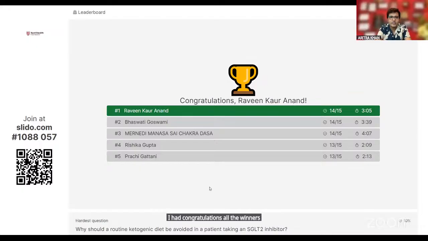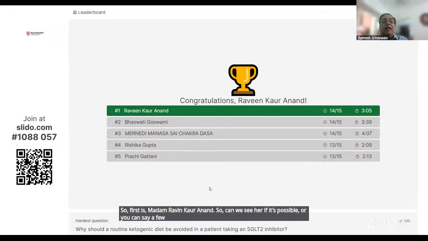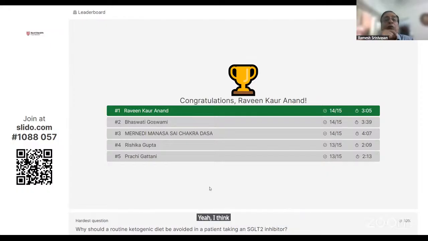So first is Madam Ravin Kaur Anand. Can we see her if it's possible, or you can say a few words? I think the letters are very small. Saurabh, can you make it slightly bigger? People are not able to read, I believe, some of them.